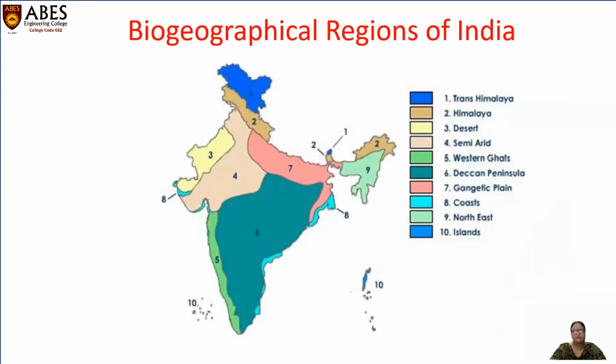Now, this is a very clear picture of all these biogeographical regions of India that you can see: Trans-Himalaya, Himalayan region, desert, semi-arid, Western Ghats, Deccan Peninsula region, Gangetic Plain, coast, northeast, and islands. So you can see these are the islands.